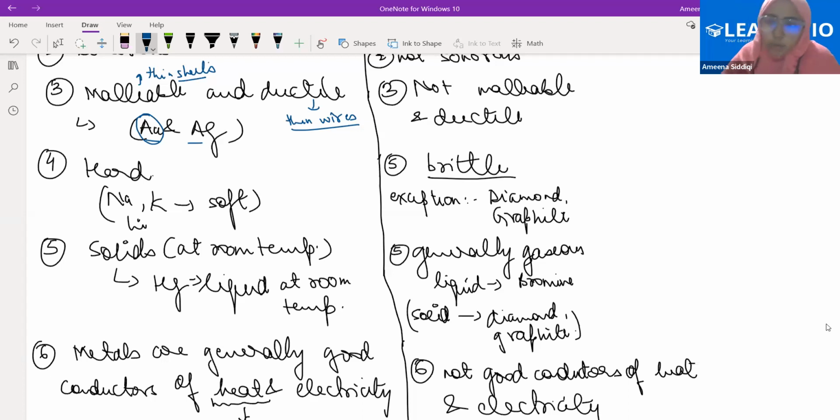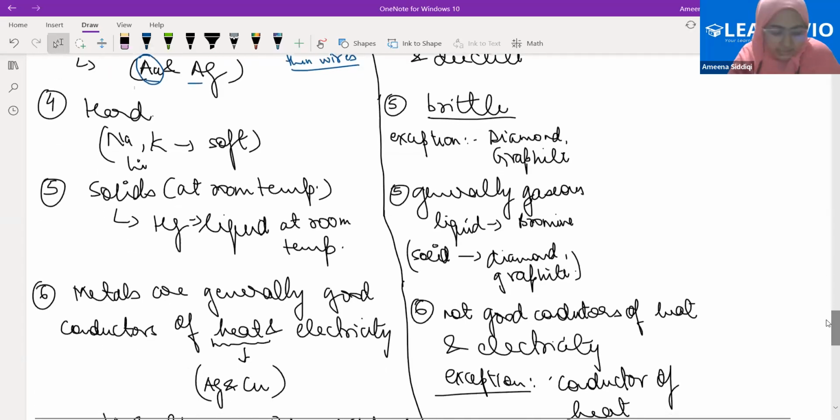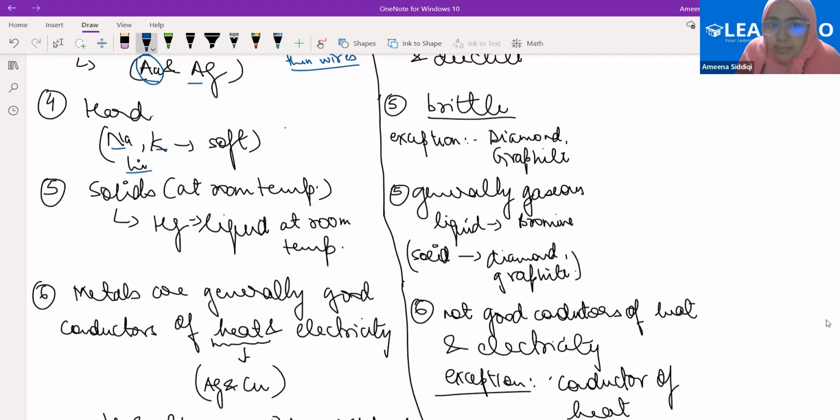Coming on to the next point. Metals are generally hard. But an exception to this hardness of metals is sodium, potassium, and lithium. Why? Because sodium, potassium, and lithium could be easily cut with a knife because they are so soft. They are not hard. These are the exceptions to the hardness of metals. I hope you have written them: sodium, potassium, lithium. They are also referred to as alkali metals.